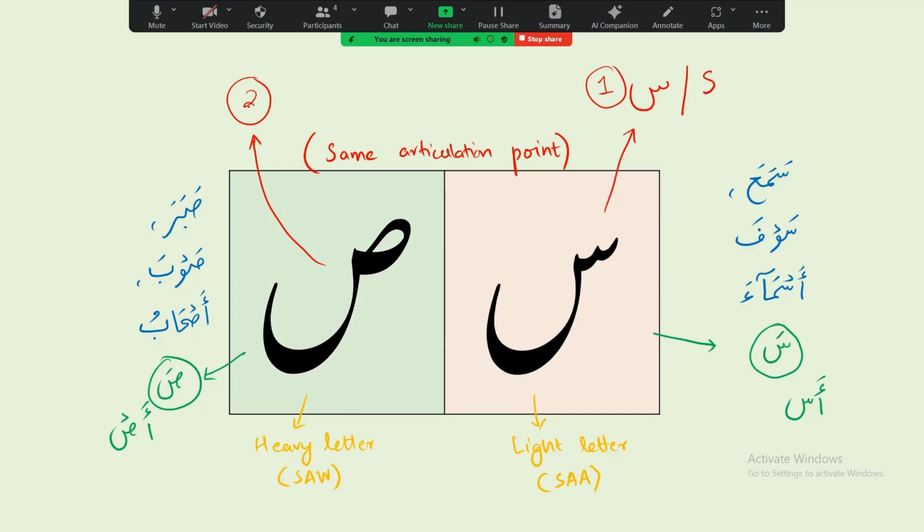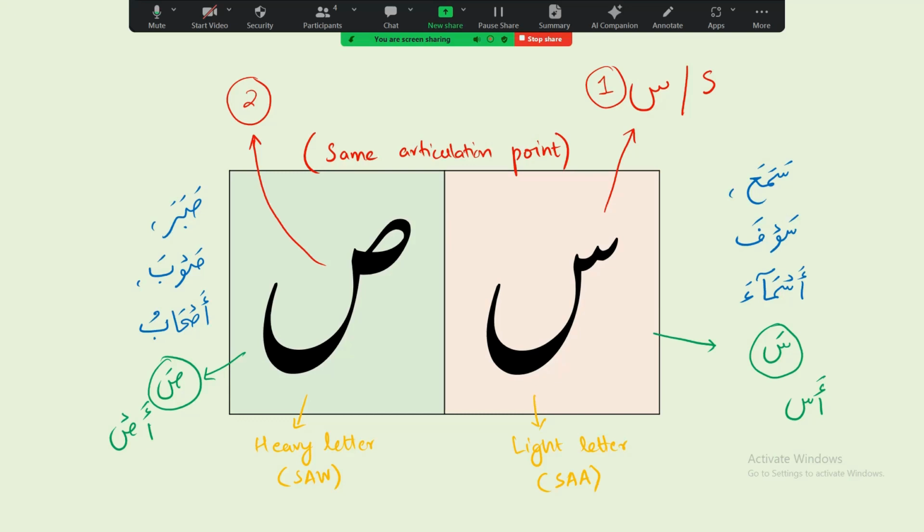And what is the articulation point? We take the tip of our tongue and touch it with the back side of our upper front two teeth as well as the lower front two teeth. That is how we say both of these letters, seen and sad. Now, what is the difference then? I told you that whenever two letters have the exact same articulation point, then we have a difference in their quality. So here is the same case.